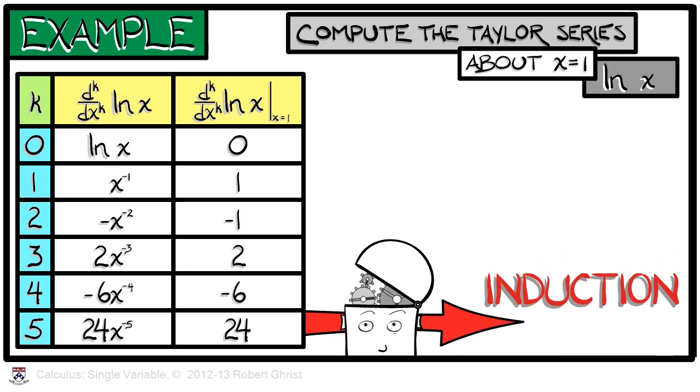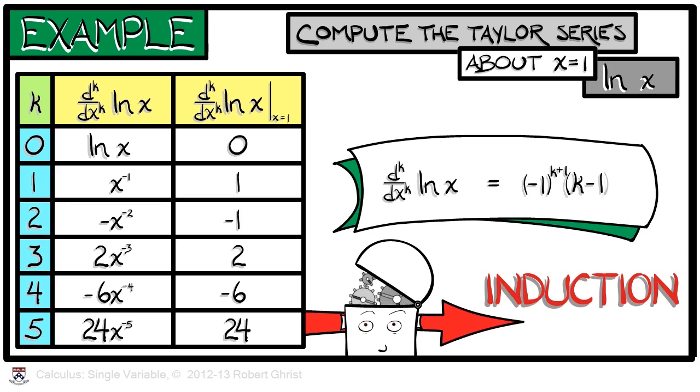It requires a little bit of thinking and a particularly formal way of thinking called induction. But with a bit of effort, one can conclude that the kth derivative of log of x is negative 1 to the k plus 1 times k minus 1 factorial times x to the minus k. Evaluating that at x equals 1 gives us simply the coefficient negative 1 to the k plus 1 times k minus 1 factorial. Now, to get the full Taylor series, we need to divide this coefficient by k factorial.